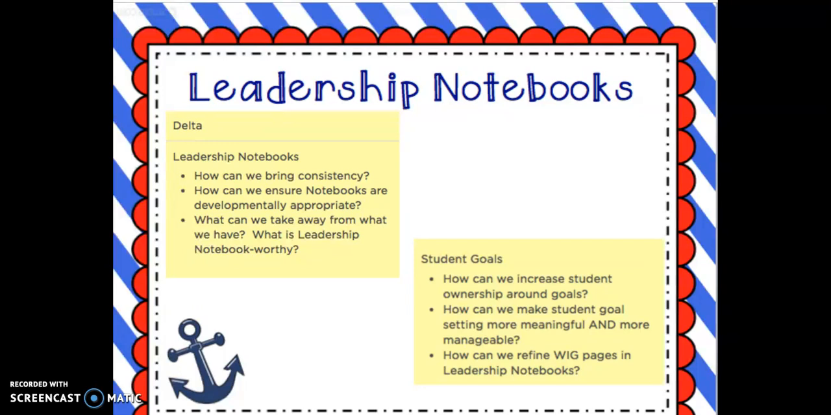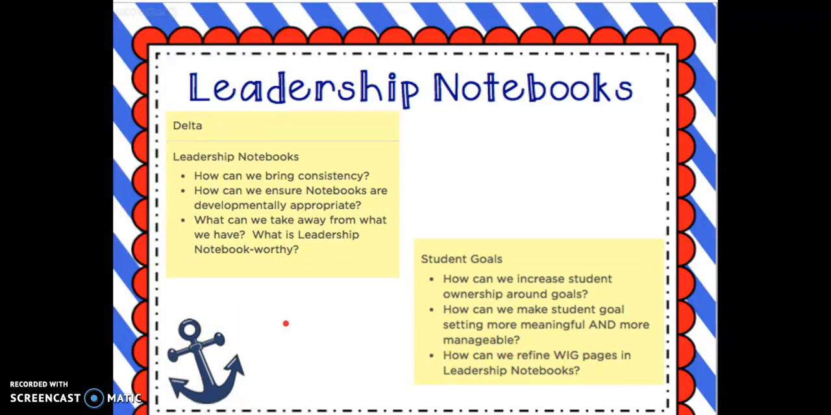You know, we had a lot of stuff in there last year, which might have had a better fit somewhere else instead of in our leadership notebooks. And then student goals, looking at, again, how we can increase our students' ownership of those goals and make goal setting more meaningful for them and more manageable for us, which is always a win-win right there. And then how can we refine the WIG pages in leadership notebooks?